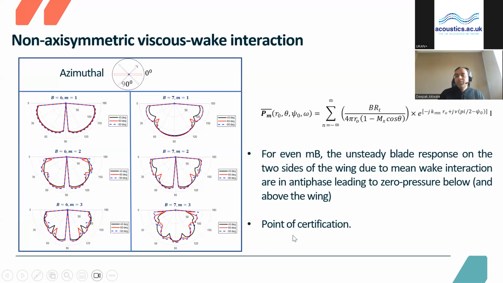which may be a point of certification for these kinds of aircraft. But in reality, this may be taken over by other sources like broadband noise, and we may not get a null, but we may get a lower interaction noise source exactly below the propeller-wing configuration. This gives a rough design guideline, where one has to choose an even combination of blade number and m times B to have less interaction noise at the point of certification.